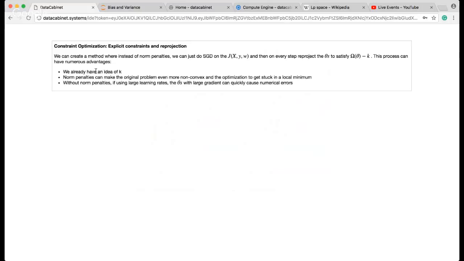This process can have a lot of advantages. One advantage is that, suppose we already know that the coefficients satisfy this constraint and cannot go beyond k in some models, then we can use that directly. Or if the norm penalty makes the original function very non-convex and it always gets stuck in a local minimum, then we can use this method. Or if we use high learning rates, the original norm-based function could lead to very high coefficients very soon and numerical instability if the gradients are high in certain directions. Then this method can be used to keep them in check. Here the coefficients always have to satisfy that constraint, so it cannot cause numerical errors.